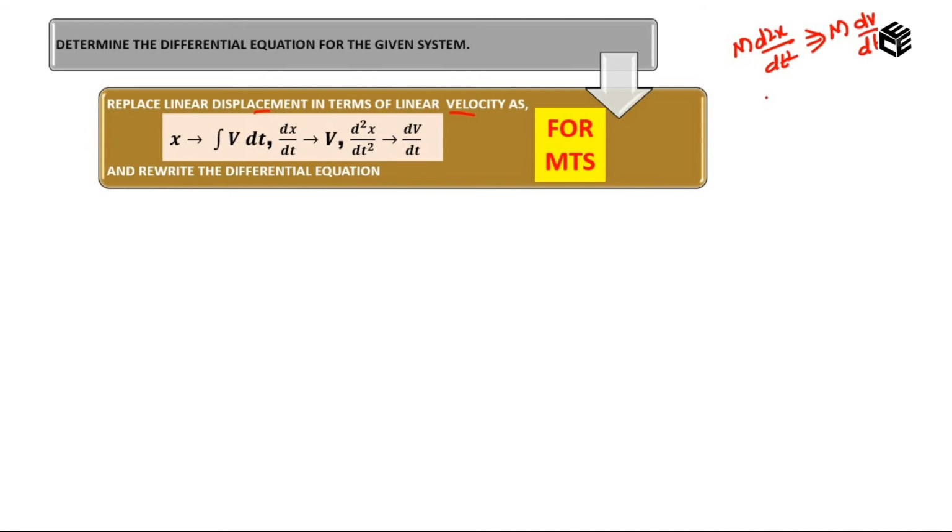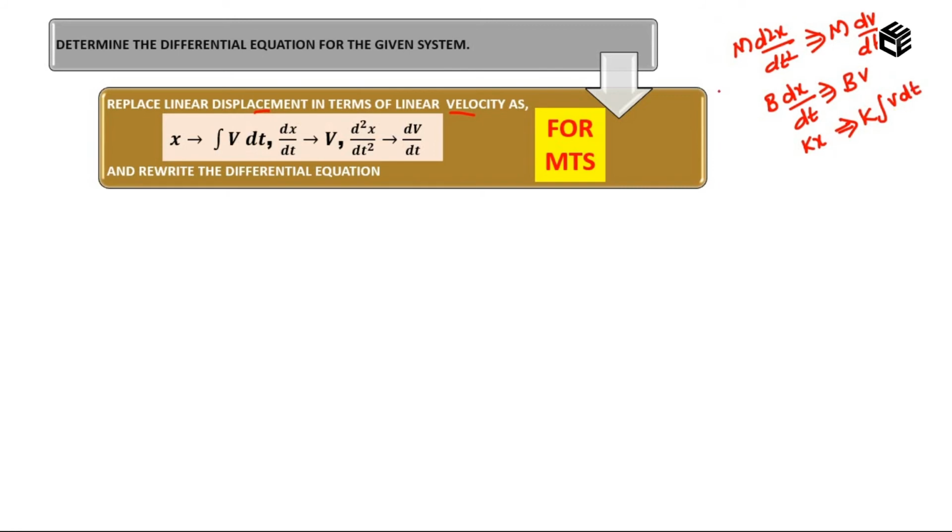Similarly, if I have an expression like b into dx by dt, I will replace this as b into v, since dx by dt is velocity v. If I have an expression like kx, I can replace this as k into integral of v dt, since x is integral v dt.